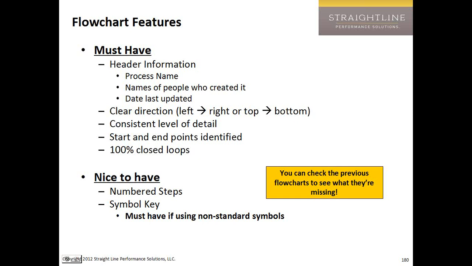Some things that are nice to have are numbered steps and a symbol key. The symbol key is a must-have if you're using lots of symbols. If you're only using squares and diamonds, then it's probably not such a big deal. Most people can figure that out. Numbered steps are often very helpful, although when you start to number, you'll see how it's often very difficult, particularly in things like swim lanes. If you're doing multiple pages or multiple stages, this is step 1.1.2 and 1.1.3 and all that. It can be a bit of a pain.